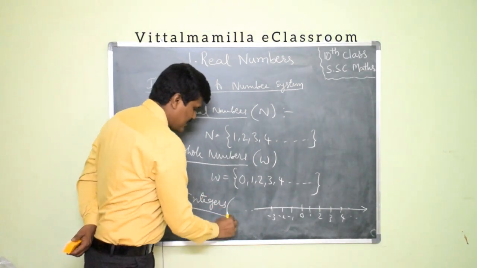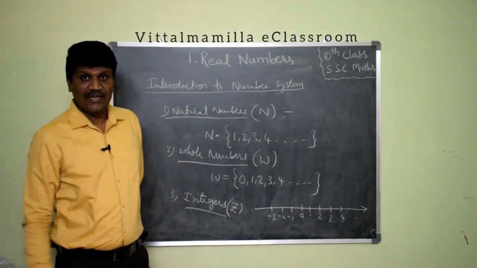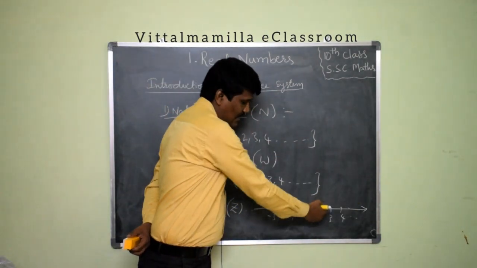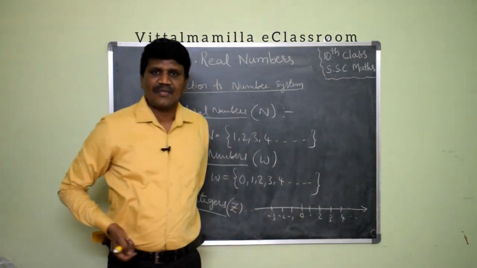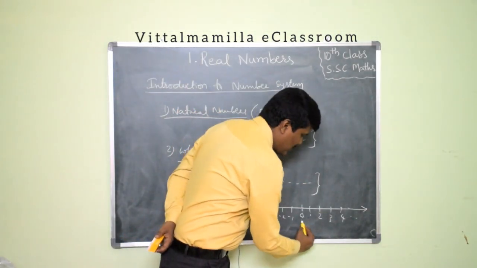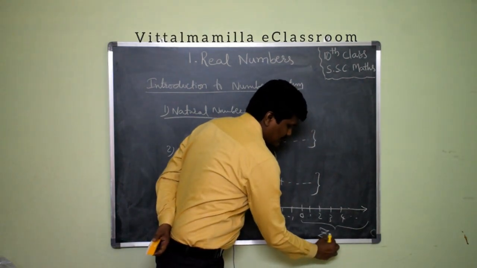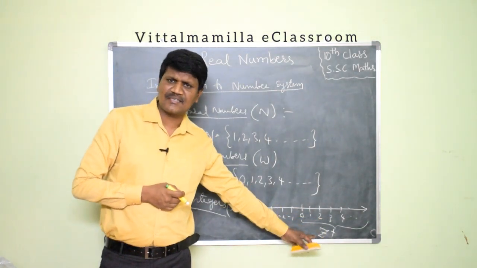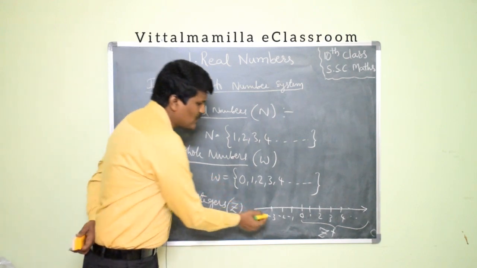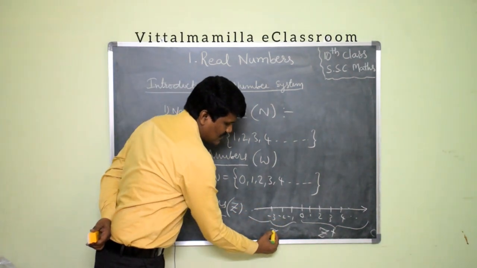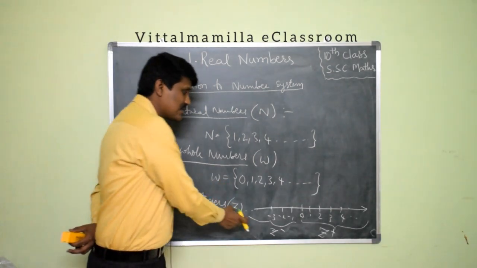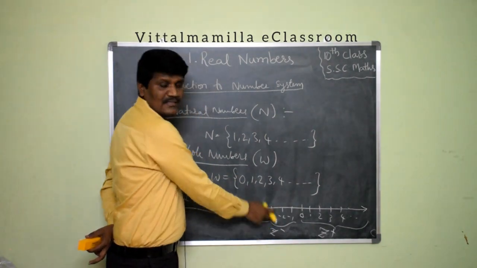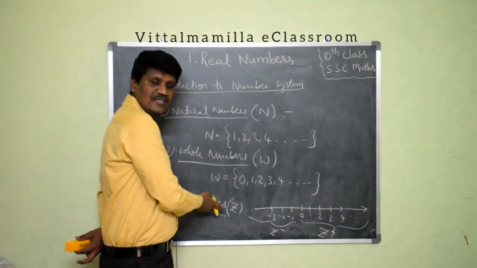We denote it by capital Z. Capital Z is nothing but the positive numbers and negative numbers along with 0, which are called integers. The positive numbers we denote by Z plus. Z plus is nothing but positive integers, and the negative integers we denote by Z minus. So this is about integers.